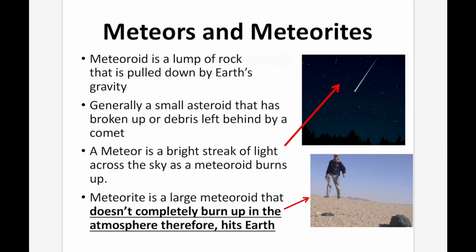Meteors and meteorites. Now, in addition to asteroids, we have other names for objects traveling in space. First thing is a meteoroid. A meteoroid is a lump of rock that is pulled down towards Earth by gravity. Now, how do we differentiate an asteroid from a meteoroid? Typically, a meteoroid is a smaller asteroid.